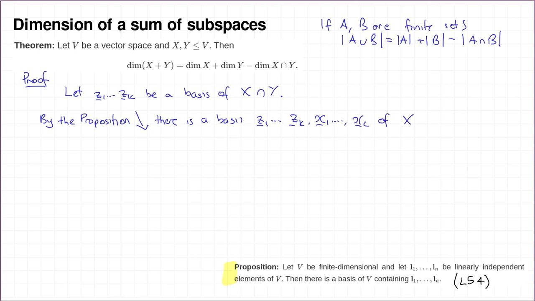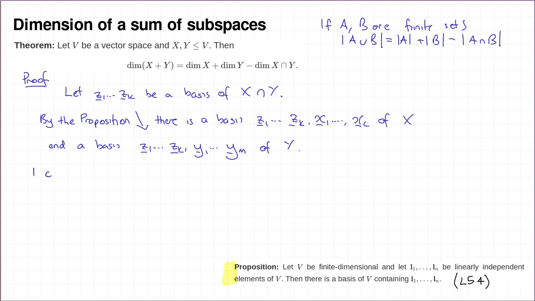And again, the reason we can do that is because these elements Z1 up to ZK belong to X, because they belong to X intersect Y. So they are a linearly independent set inside X. So by the proposition, there's a basis of X containing Z1 up to ZK, which we can write like this. And for the same reason, there is a basis Z1 up to ZK followed by Y1 up to YM of Y.